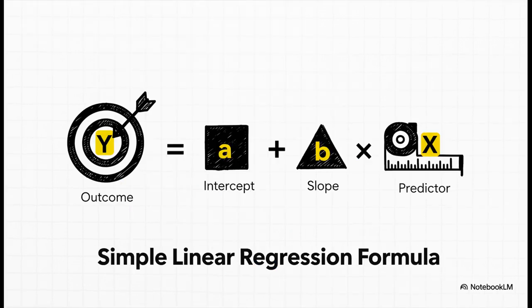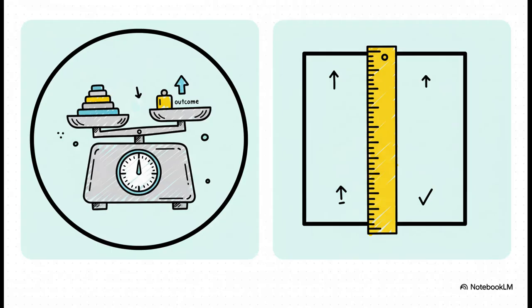Now, every straight line in the world can be described by a really simple equation, and this is the one that powers the whole thing. I promise it's not as scary as it looks. We're going to break down what each little piece does. The formula is just y equals a plus b times x.